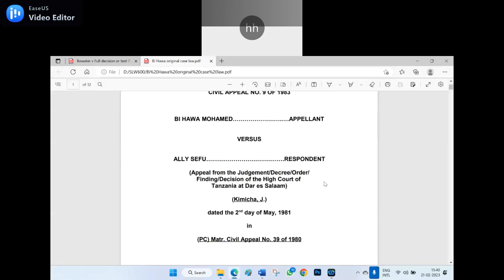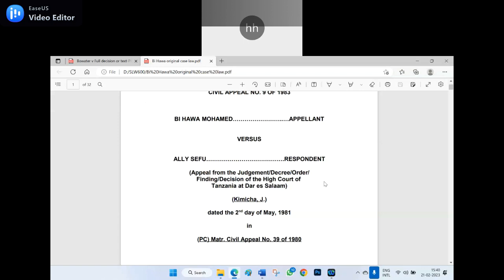In B. Hawa case, B. Hawa Mohammed, use only dots, not ellipsis. Ellipsis only for a tattoo. So, appellant here. Then versus, written in the middle, VERSUS, like Ali Saif versus respondent.